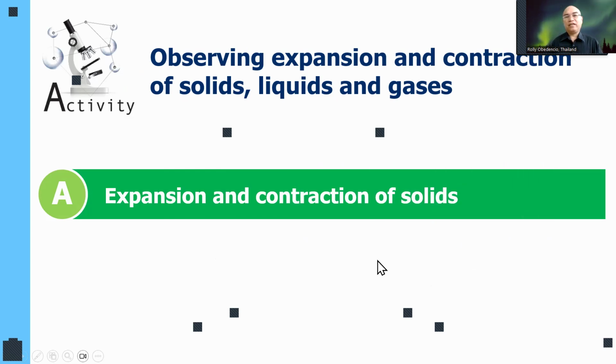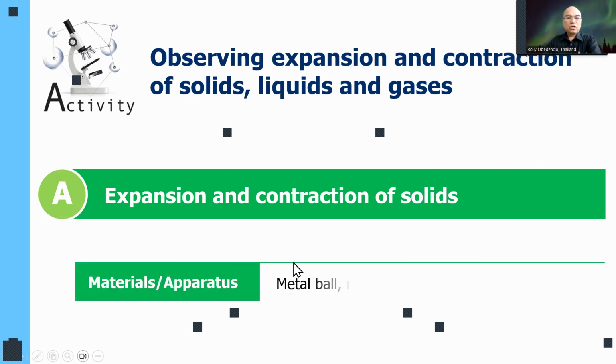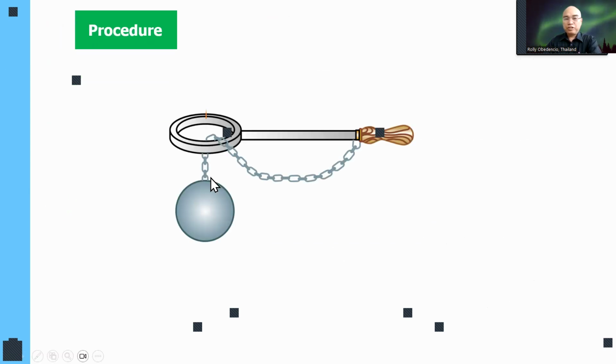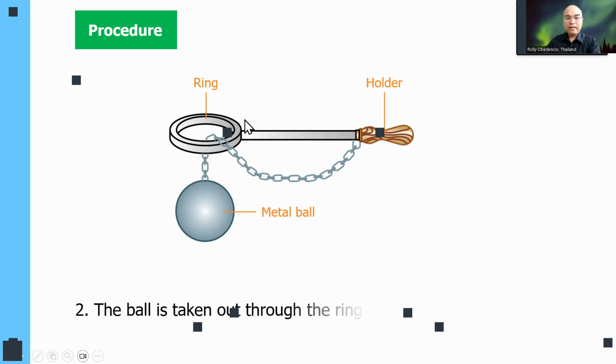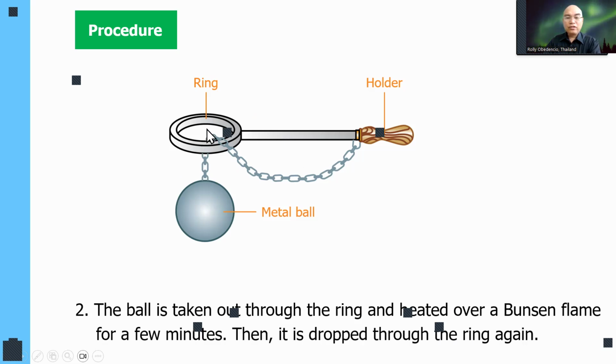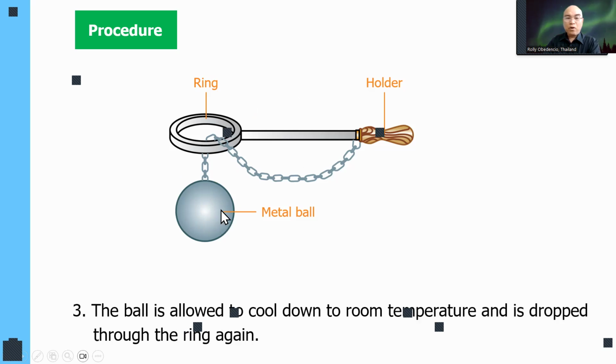Now, let's observe this activity, expansion and contraction of solids, all right? So we need some materials like metal ball, metal ring, and Bunsen burner. And the procedure is this, all right? A metal ball is dropped through a ring as shown in the above figure. And then the ball is taken through the ring and heated over a Bunsen flame for a few minutes. Then it is dropped through the ring again. Okay, so the ball is allowed to cool down to room temperature and is dropped through the ring again.